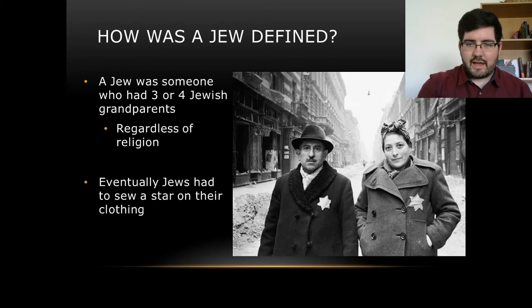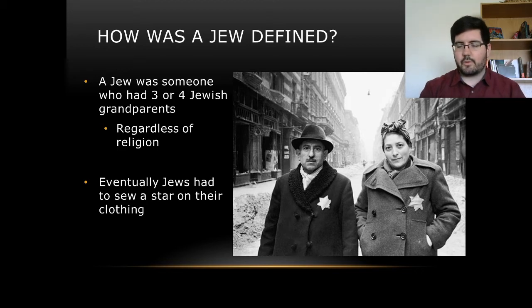So how is a Jew actually defined during this time? You can see these two people here who have the Star of David sewed into their clothes. Someone who had 3 or 4 Jewish grandparents, regardless of their religion, regardless of their beliefs, were considered Jewish at the time.